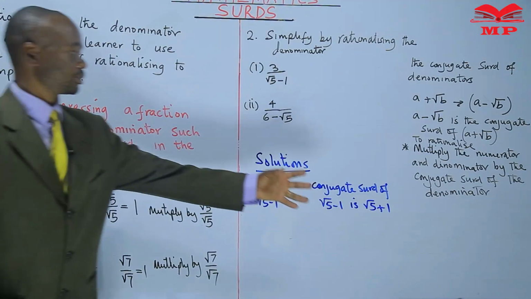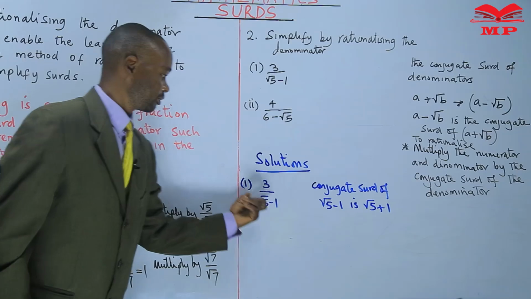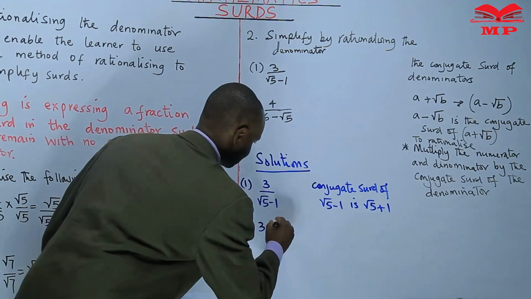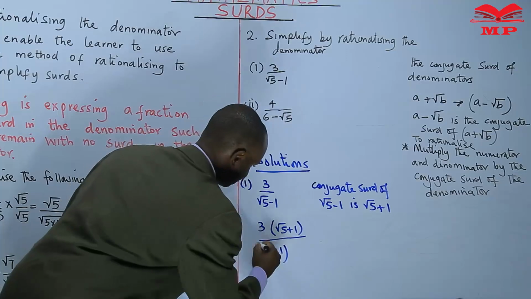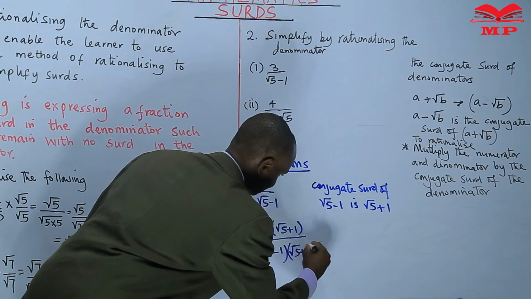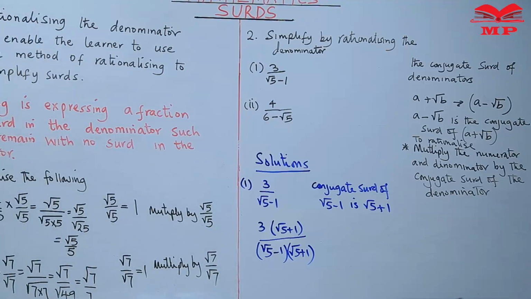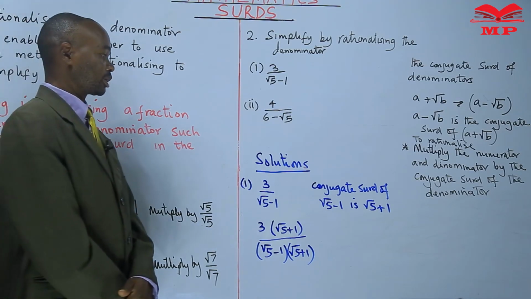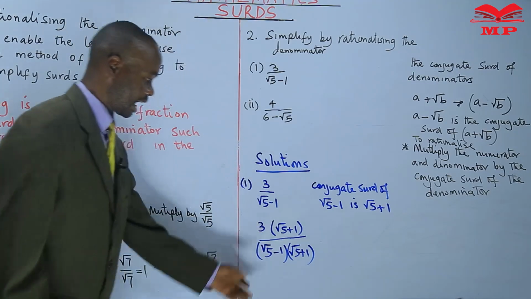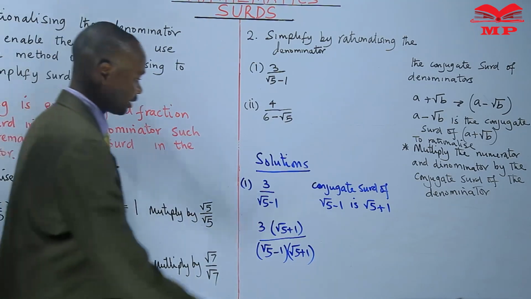And since I've told you this is what you multiply the numerator and the denominator by, you'll come and say 3 square root of 5 plus 1, the conjugate surd of the denominator. The conjugate surd of the denominator is multiplied by both the numerator and the denominator. So how does that work?